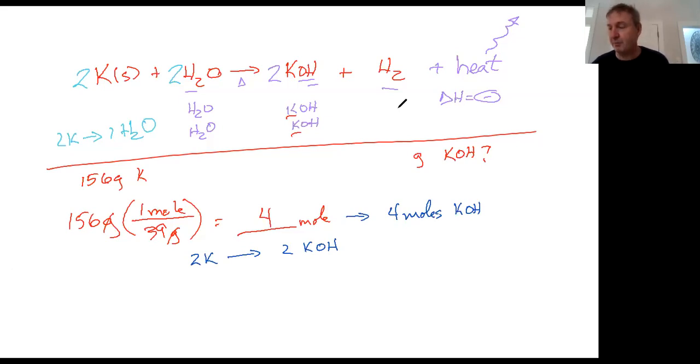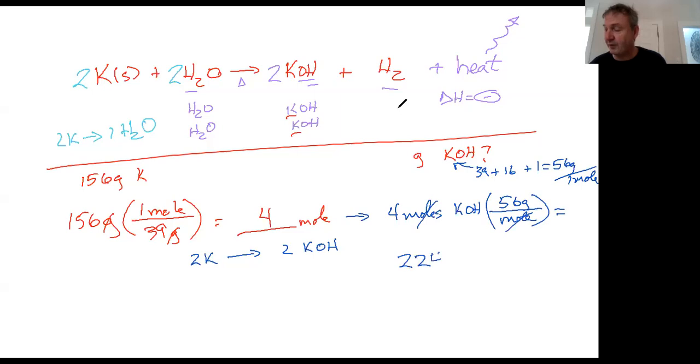But we're not asked about moles of KOH, we're asked about grams. So we look on the periodic table, that's 39, and that's oxygen 16 and hydrogen's 1, and we add that up and we get 56 grams per 1 mole. So let's write it so moles cancel. 56 grams per 1 mole. Moles cancel. We're going to get an answer in grams. And when you do that math with a calculator, you get 224 grams.